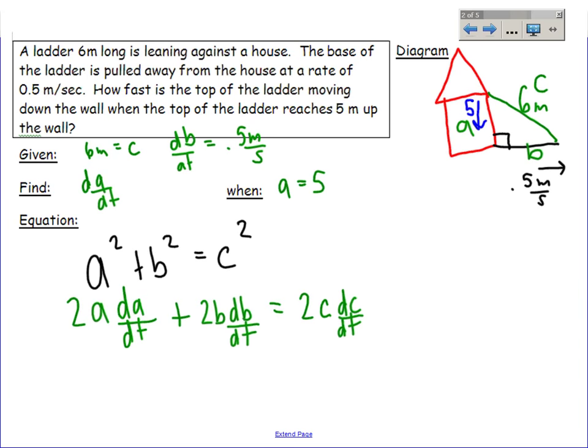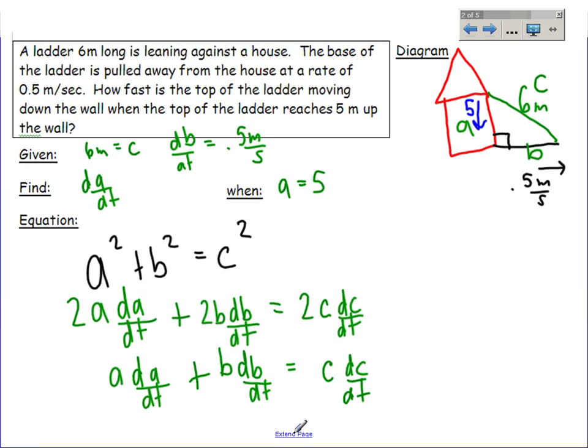At this point in time, I'm actually going to make this a little bit nicer. If you notice, all of them are divisible by 2, so we're going to divide everything by 2. Here we go. So we have a da over dt plus b dB over dt equals c dc over dt.